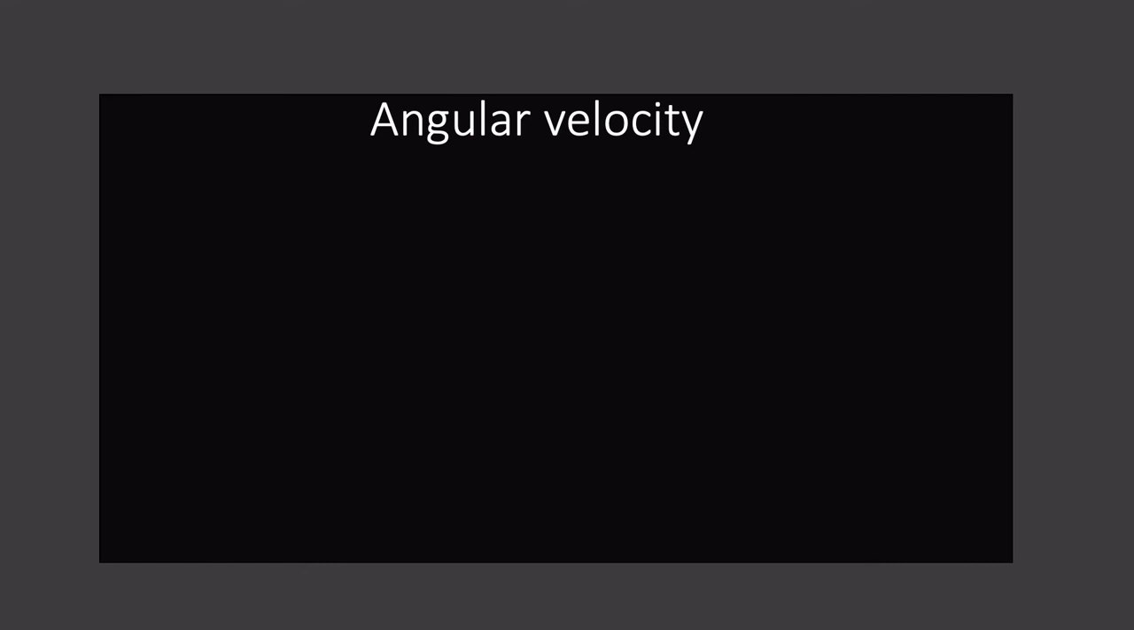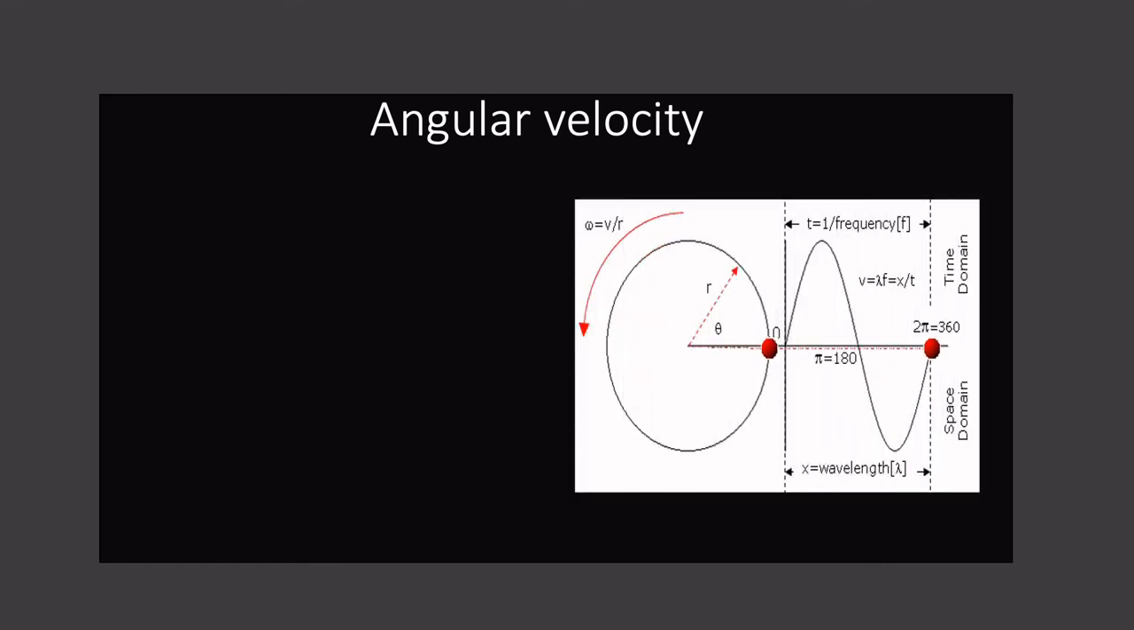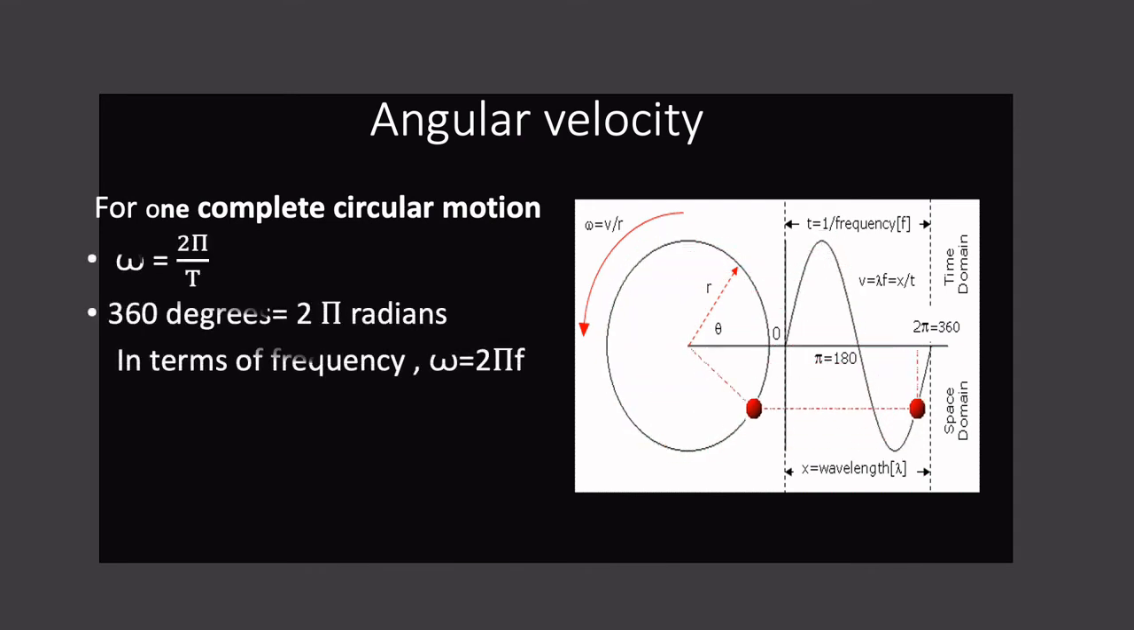Angular velocity. Angular velocity is the total angle described within a time t. So for one complete circular motion, angular velocity omega is equal to 2 pi over T. You know, for one complete circular motion, the total angle described in degrees is 360, that is equivalent to 2 pi radians. In terms of frequency, omega we can rewrite as 2 pi f because 1 by T is frequency.